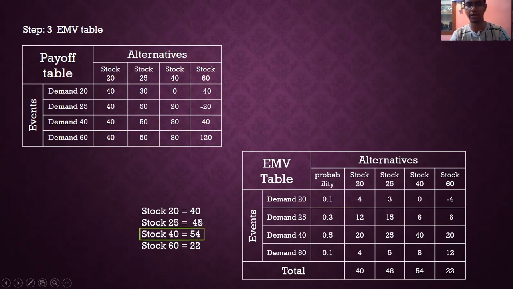So now we are selecting stock 40. Why are we selecting stock 40? Because it gives the highest total. In the EMV table, we are going to select the highest value. So like this, we are going to find the EMV table. First we write the events, which are demands. Then we write the probabilities. Then we multiply these probabilities with each particular row. The demand 20 probability will be multiplied by the full demand 20 row. Like this we have to multiply each probability with each row.